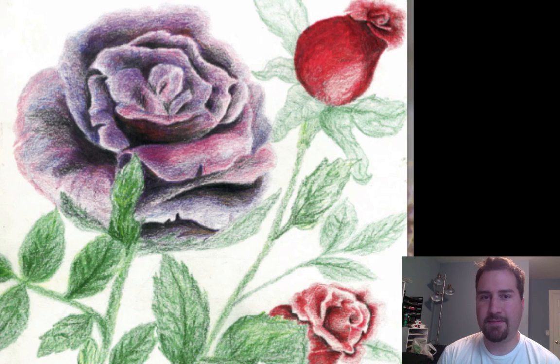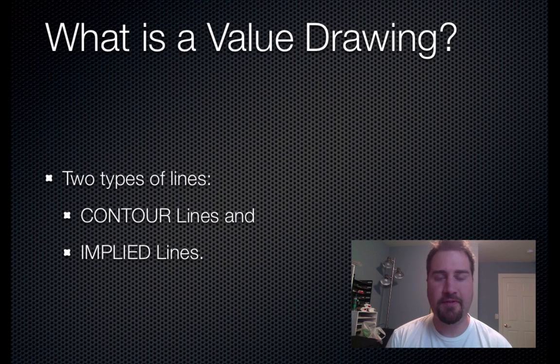So by understanding what a value drawing is and all the fundamental techniques used to create it, you can achieve work like this. In order to attempt this technique, you first need to understand the two different types of lines in art. Those two are contour lines and implied lines. Contour is the outside surface of something. An implied line simply means to state without directly saying something.